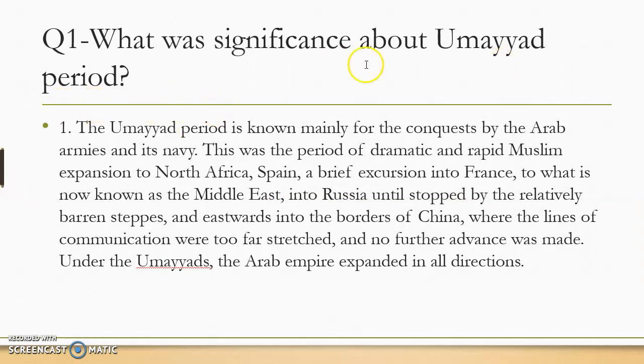What was the significance of the Umayyad period? The Umayyad period is known mainly for the conquest by the Arab armies and its navy. This was the period of dramatic and rapid Muslim expansion to North Africa, Spain, a brief excursion into France, what is now known as the Middle East, into Russia until stopped by the relatively barren steppes, and eastwards into the borders of China, where the lines of communication were too far stretched and no further advance was made. Under the Umayyads, the Arab Empire expanded in all directions.